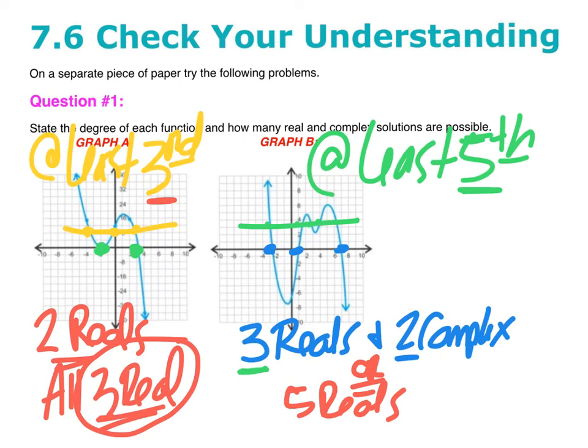Another possible combination is, what if this one had a multiplicity of 3? This was multiplicity of 1, multiplicity of 1. Or this had multiplicity of 3, this was 1, and this was 1. That could make up the 5 reals. There's lots of ways to make up the 5 reals, but I don't know if it's 5 reals or it could be 3 reals and 2 complex to get me to the 5.